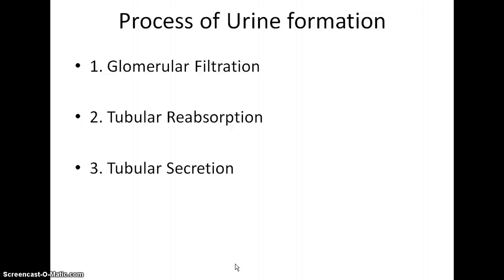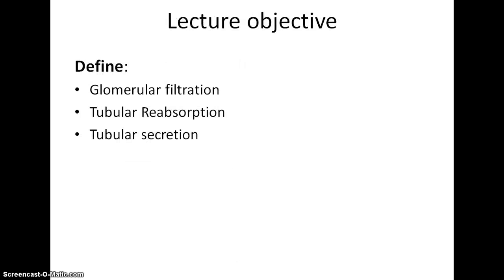So a little more detail is what we want to go into here, which is the process of urine formation. There are 3 main steps: glomerular filtration, tubular reabsorption, and tubular secretion. And again, relating this to the lecture objective, you'll need to define and understand the process of glomerular filtration as well as tubular reabsorption and tubular secretion.